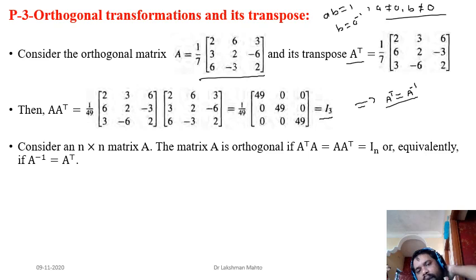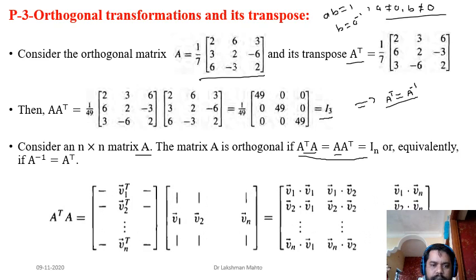So if you have an n by n matrix, we will call it an orthogonal matrix if we multiply A transpose with A, or A with A transpose, and the resultant is the identity matrix, or equivalently we say that A transpose is the inverse of A, and simply we can say that the matrix is an orthogonal matrix. So it is another definition of an orthogonal matrix. You can observe this result here.